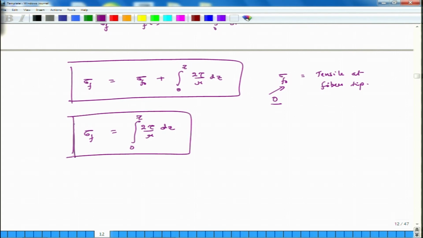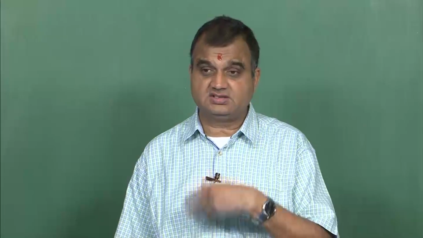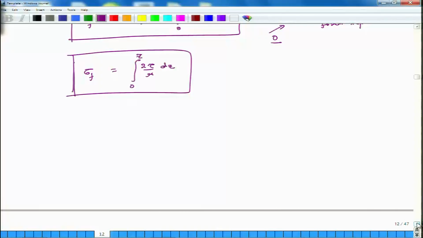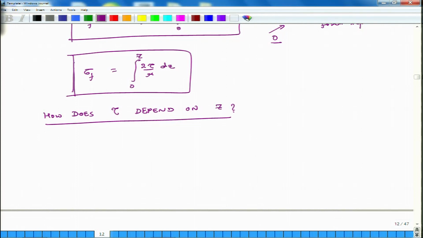This is the relation which helps us understand the transfer of stress, that is, how stress is transferred through the mechanism of shear stress at the interface of the fiber and the matrix, and once this stress gets transferred, it reflects as the tensile stress in the fiber. So, the next question is, how does tau depend on z? Because if we understand how tau is changing with z, then we can actually perform this integral. The radius r is constant, so if we know the relationship between tau and z, then we can conduct this integration.